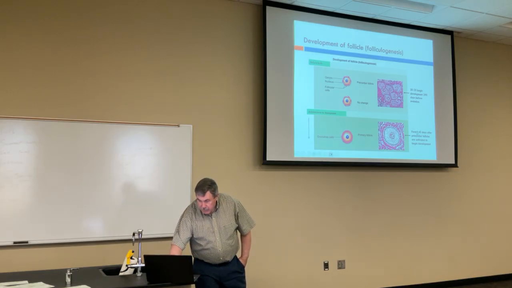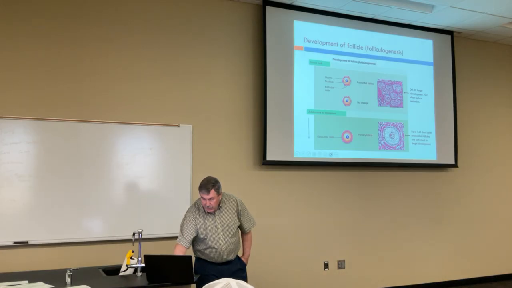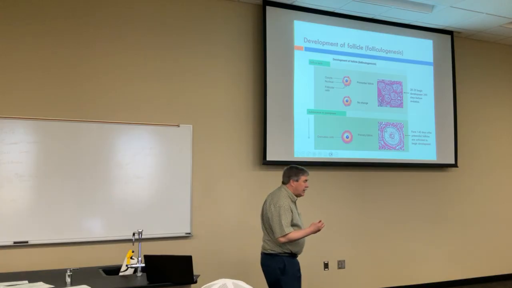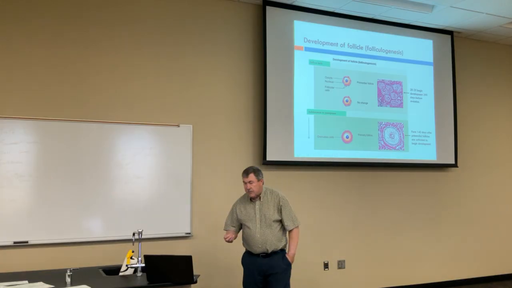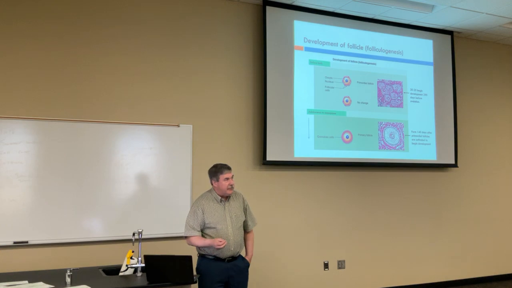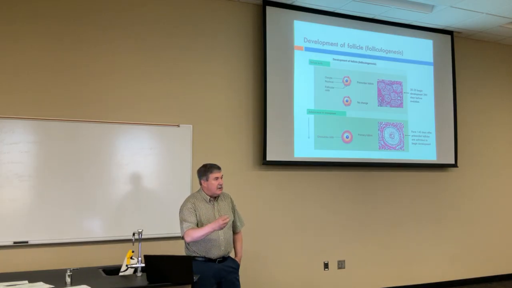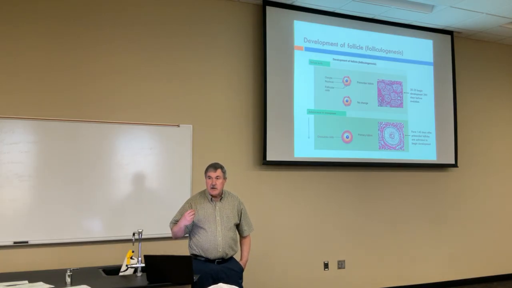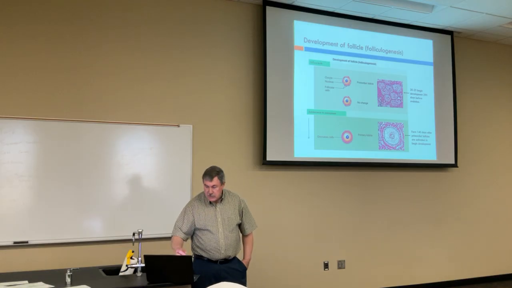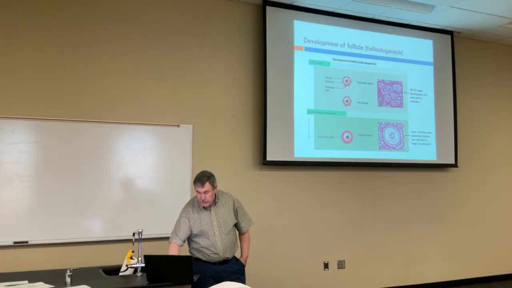So about 140 days after these primordial follicles begin to grow, the follicle is surrounded by a single layer of cuboidal granulosa cells. And that stage is called a primary follicle. Okay? So these primary follicles are developing during the first half of the menstrual cycle of the female. That's called the follicular phase. That's when the follicles are developing.